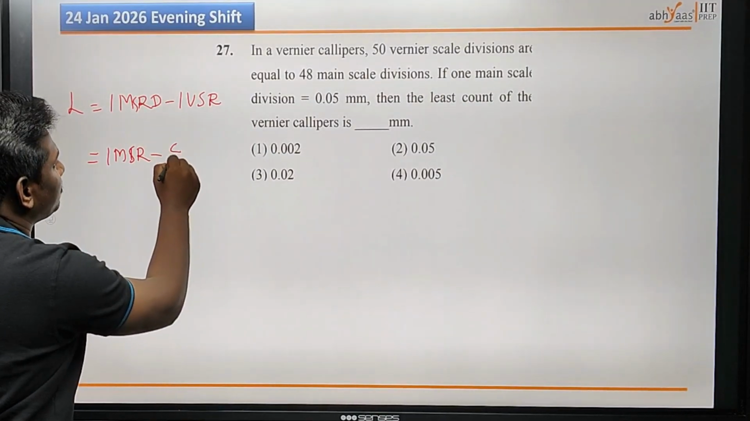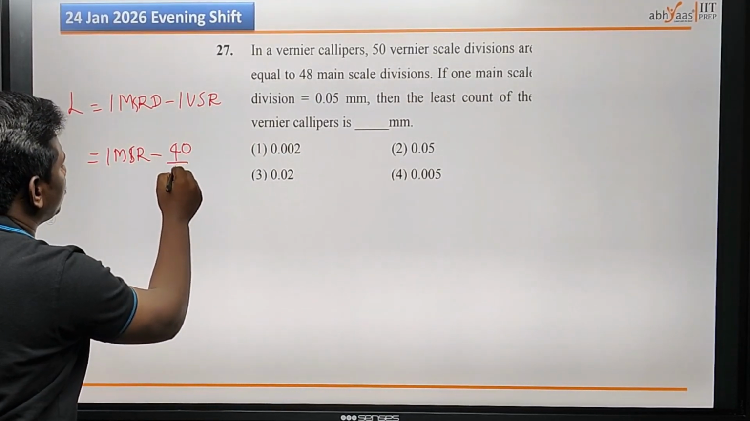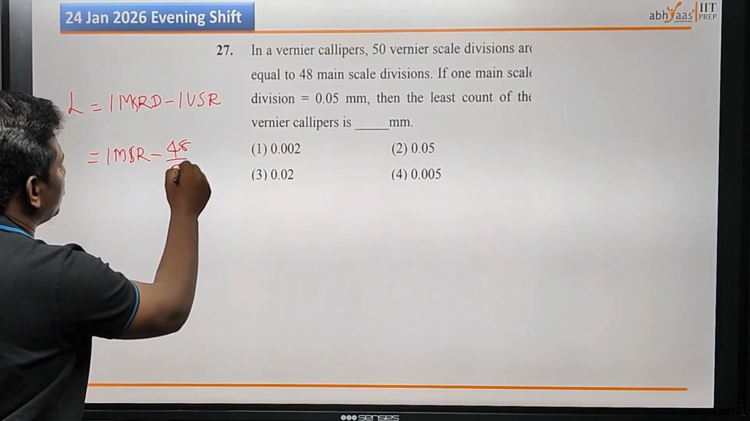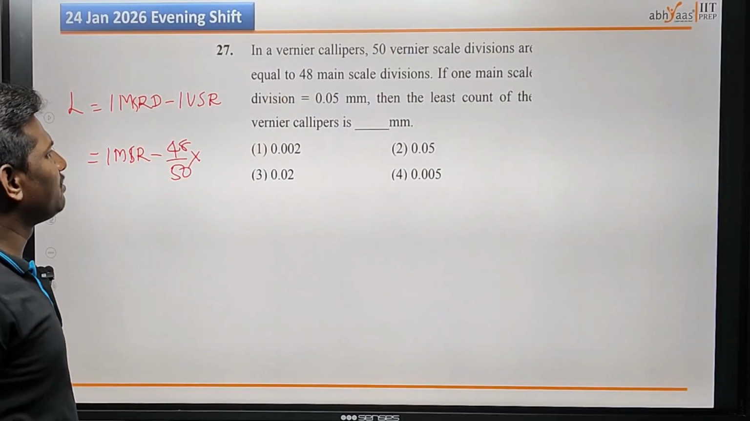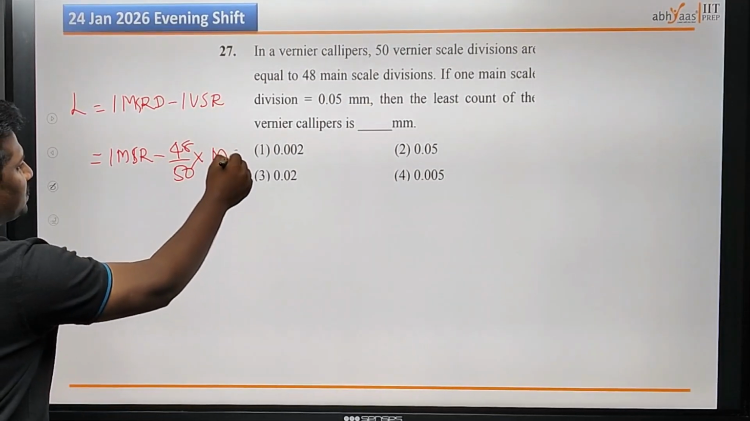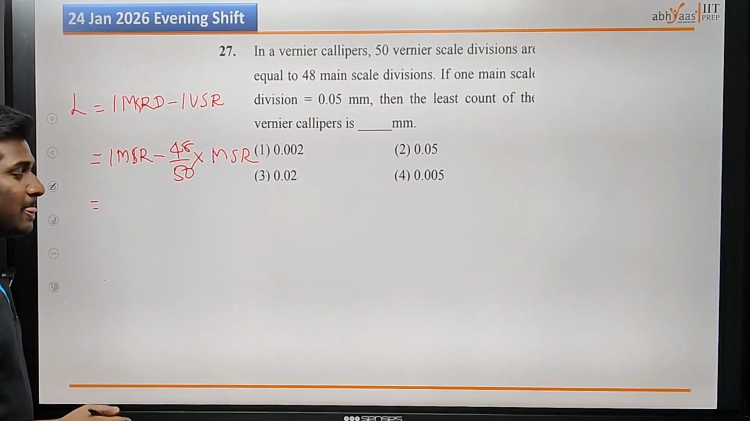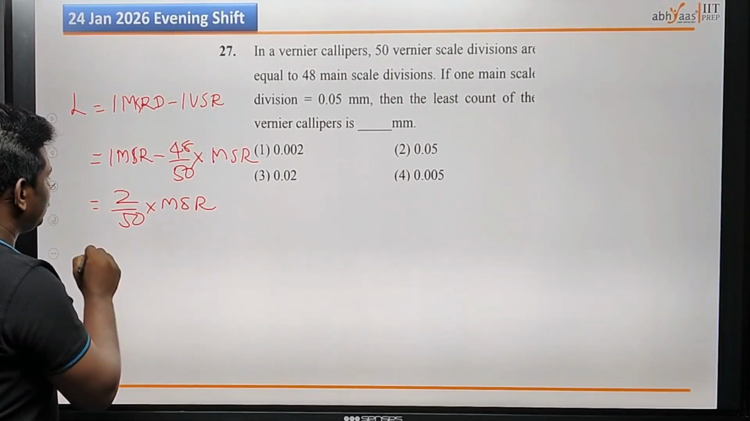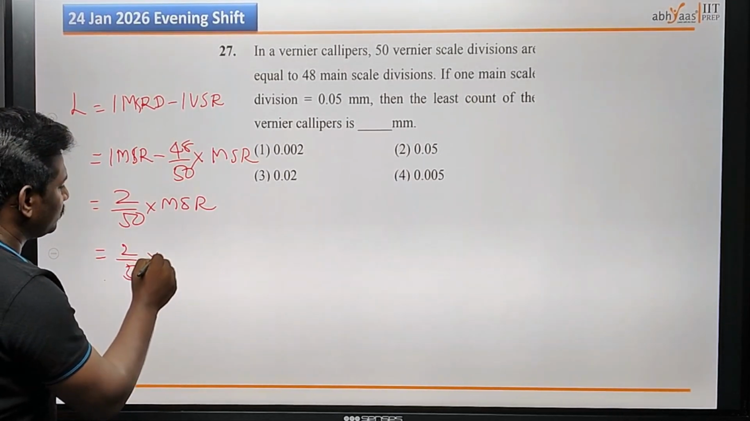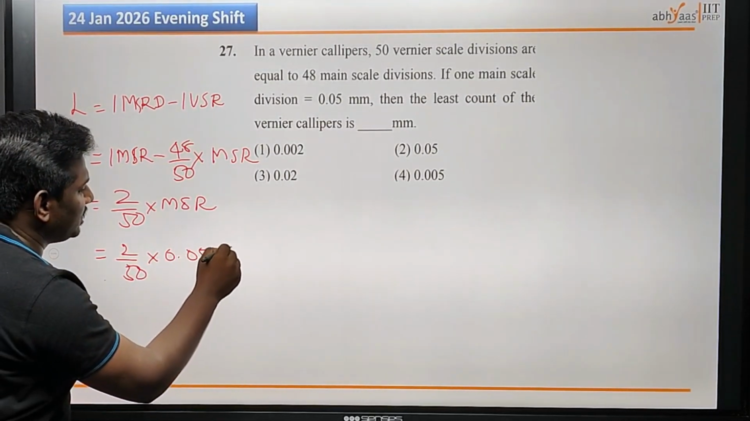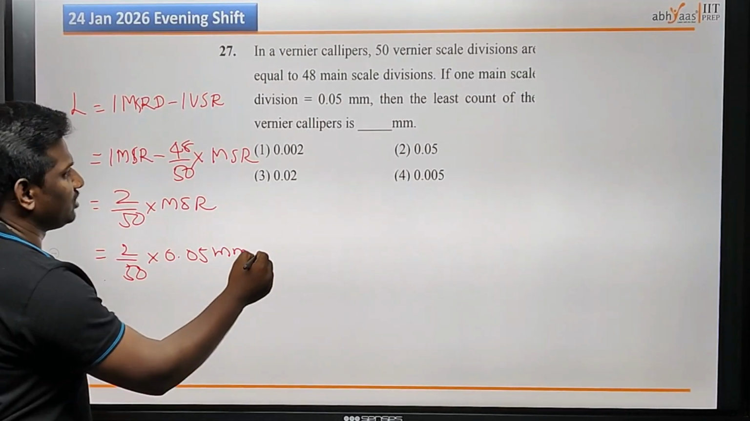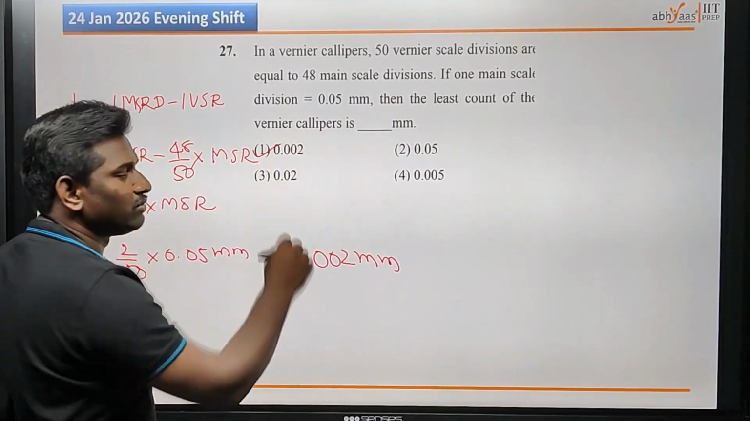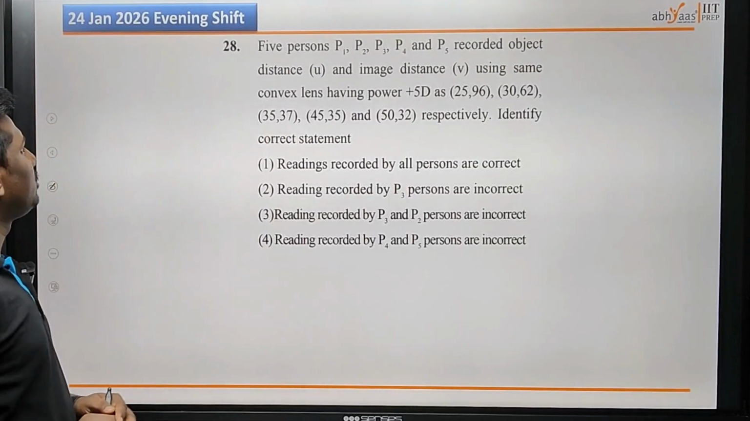See here, 1 main scale reading minus vernier scale reading. How much? 1 vernier scale division is 48 by 50 into 1 main scale division. If you observe, you will get 2 by 50 into main scale reading, that is 2 by 50 into 0.05 millimeters. So you will get a value of 0.002 millimeters. Option 1 is your answer. Next question, see here, 28.